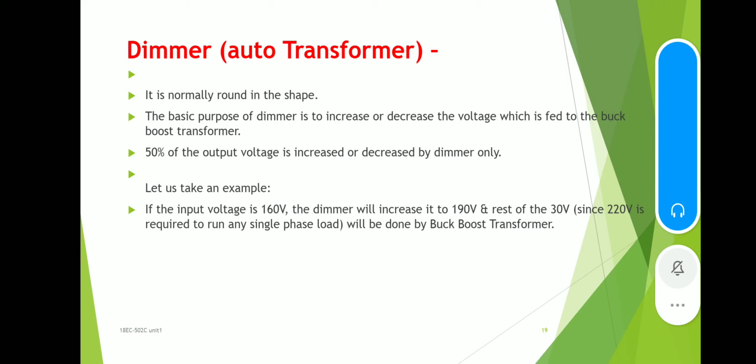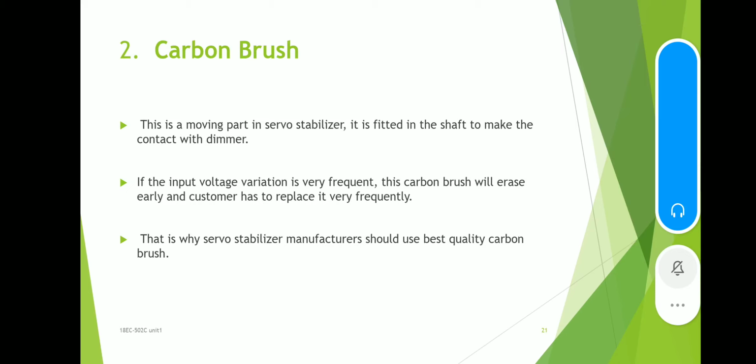Suppose the input voltage is only 160 volts, but generally we need 230 volts. This auto transformer increases the 160 to 190 volts, and the remaining voltage is improved by the buck boost transformer. Next, carbon brushes, which are a moving part.